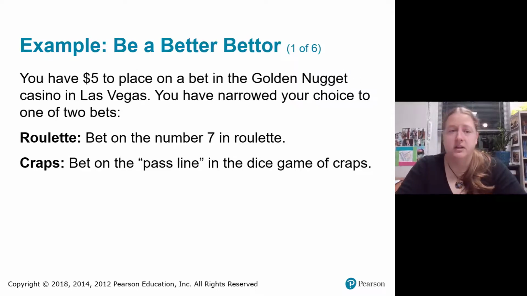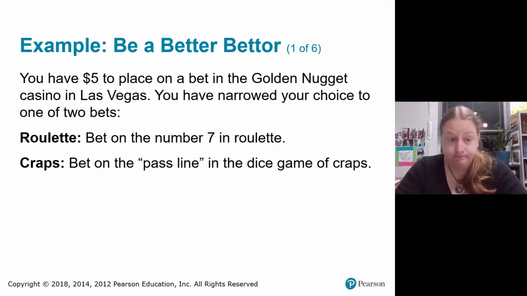So now let's take a look at another example using expected value. Let's be a better. We have $5 to place on a bet at the Golden Nugget Casino in Las Vegas, and we've narrowed the choice to 2 bets. We're either going to play roulette and bet on the number 7, we're feeling good about that number for whatever reason, or craps, where we're going to bet on the pass line in the dice game of craps. Those are our 2 options.